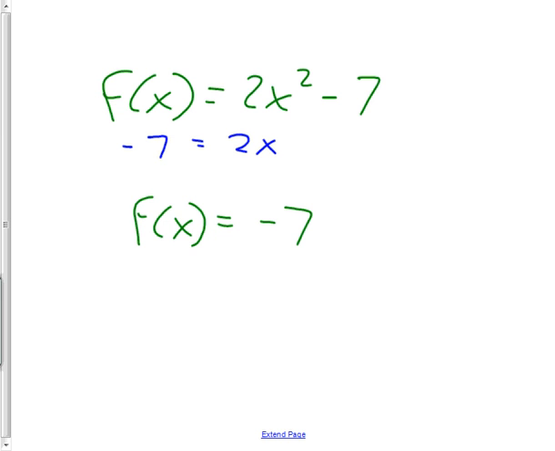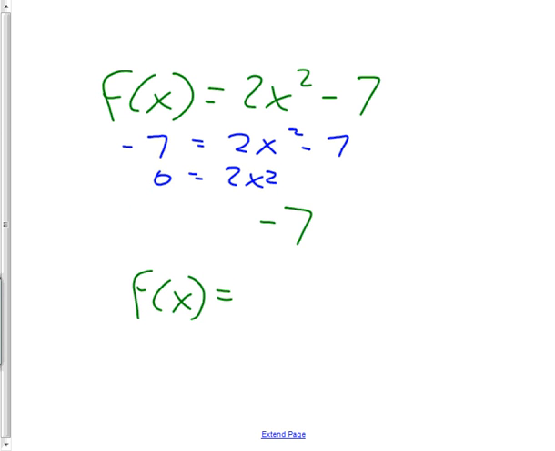Negative 7 equals 2x squared minus 7, and then add 7 to both sides, and I get 0 equals 2x squared. Now what? Divide by 2 on both sides. I'm just going to do it one step at a time, and you get 0 equals x squared. So what's the only thing you can put in there for x? 0? How about negative 0? Is there such a thing as negative 0? If I say negative 0 and put it in my calculator, it'll actually take it, but it doesn't mean anything. So the answer is 0.